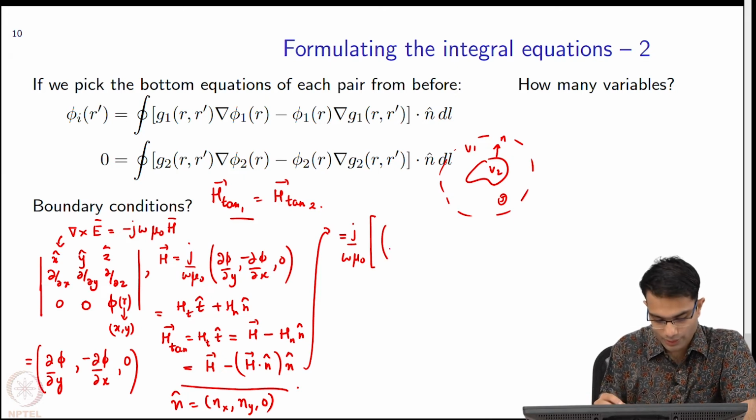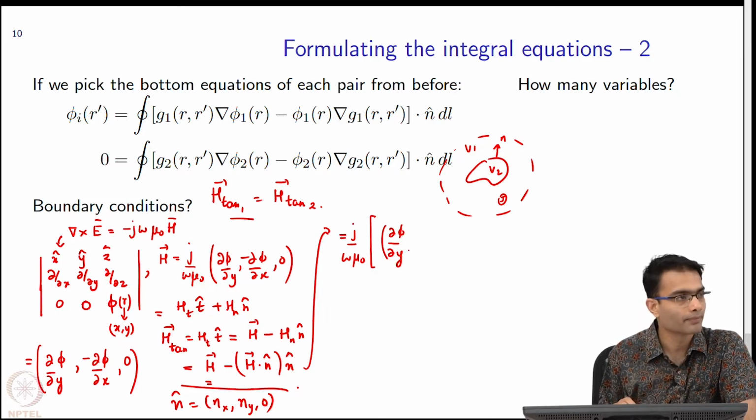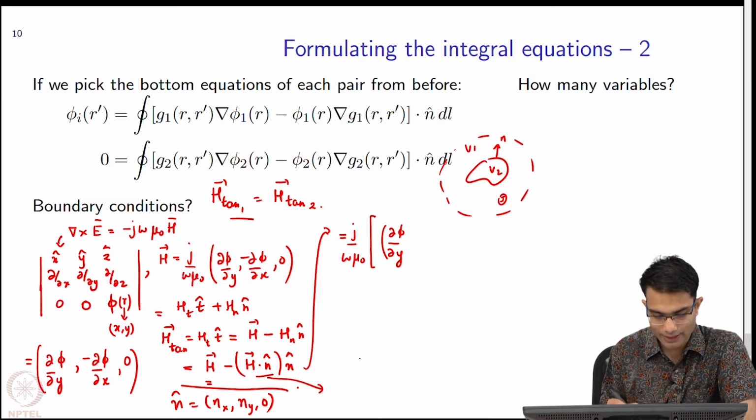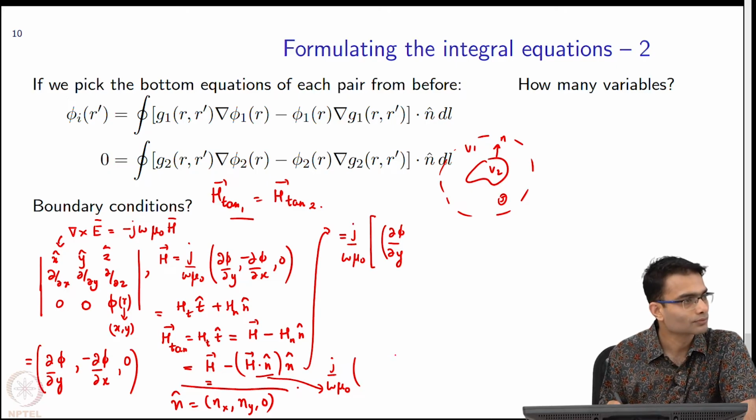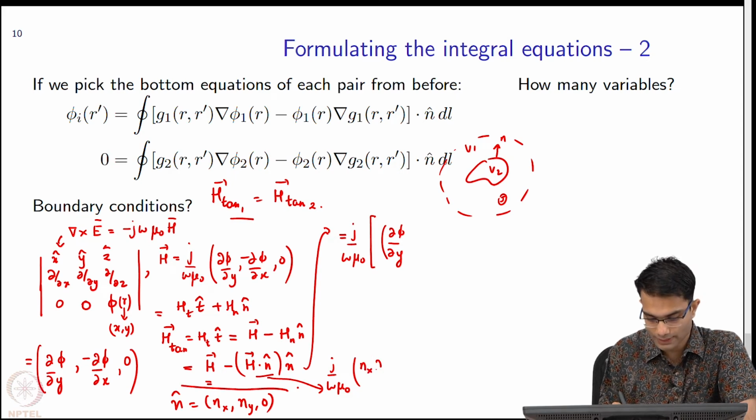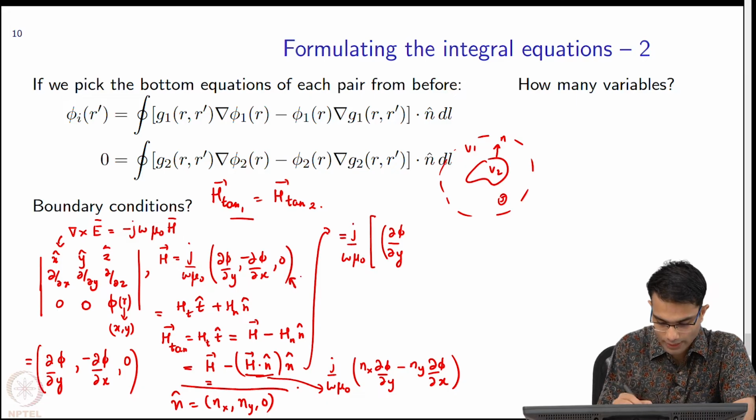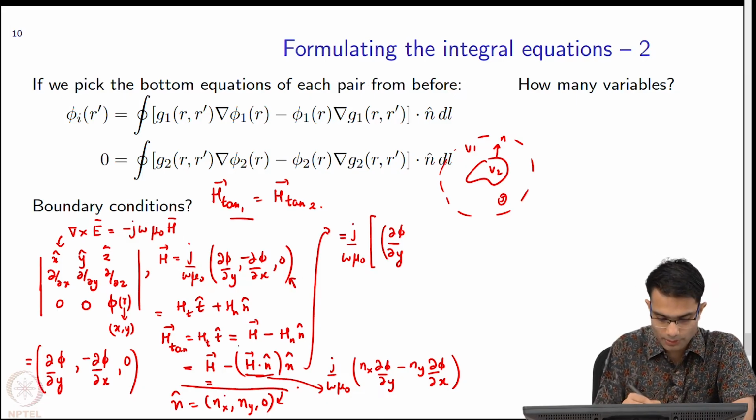The first component over here, what will that be? Let us take this term over here. This is simply going to give me d phi by dy. Now h dot n along n hat. Let us write down h dot n first. h dot n is going to give me j by omega mu naught times nx d phi by dy minus ny d phi by dx. It is the dot product of h, which is here, and n, which is here. So, the x component multiplies the x, the y component multiplies the y, and the 0 is 0.